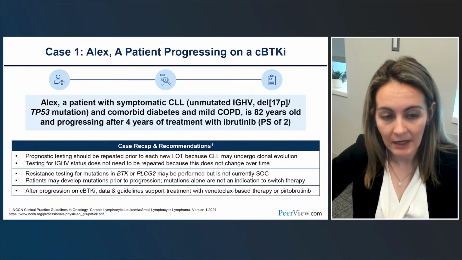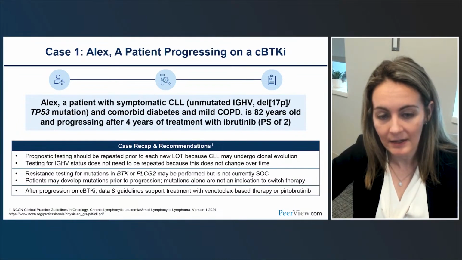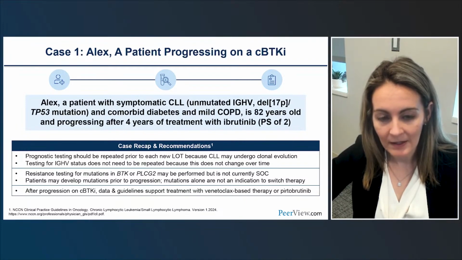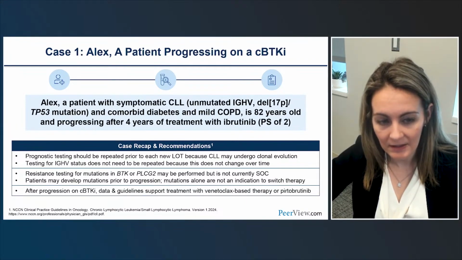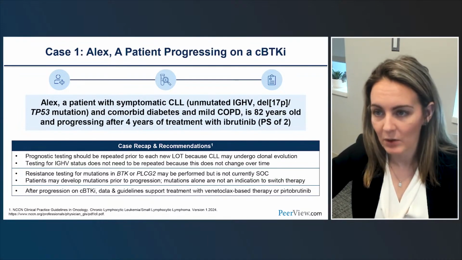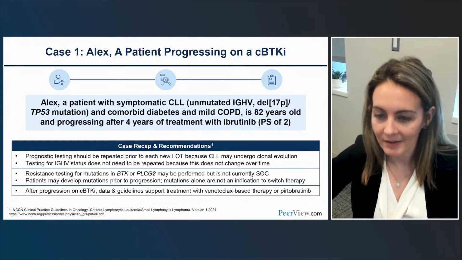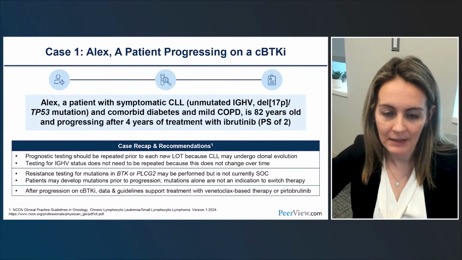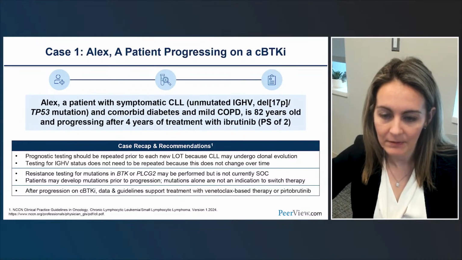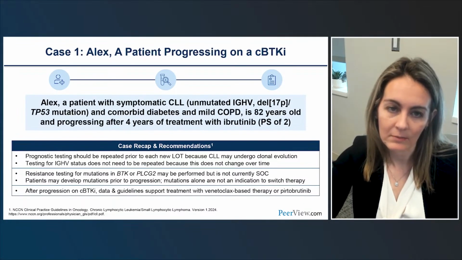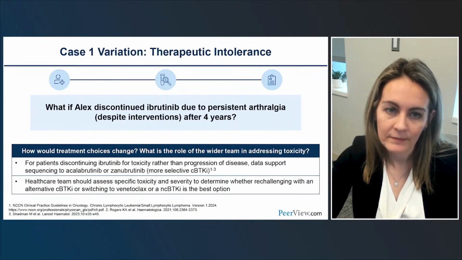The one thing I'll say is IGHV status does not need to be repeated. That is the exception, as that should not change over time. We can do resistance testing, but with the caveat that patients can develop these mutations prior to clinical progression. So the mutations alone are not an indication to make a treatment decision or switch therapy. And we have data now with venetoclax-based therapy or pirtobrutinib for patients progressing on covalent BTK inhibitors.